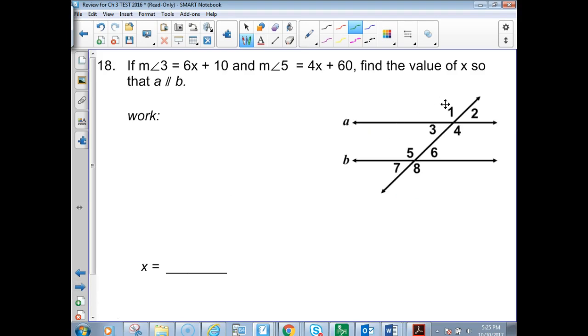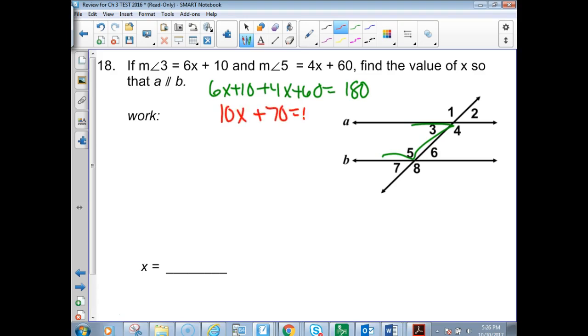Okay, so now 3 and 5 are going to be supplementary. 6x plus 10 plus 4x plus 60 is equal to 180. Because if these lines are to be parallel, those consecutive interiors need to be supplementary. First step to solving is to combine your like terms on the left side, and then subtract 70 from both sides. Divide by 10 and we get 11 for x.